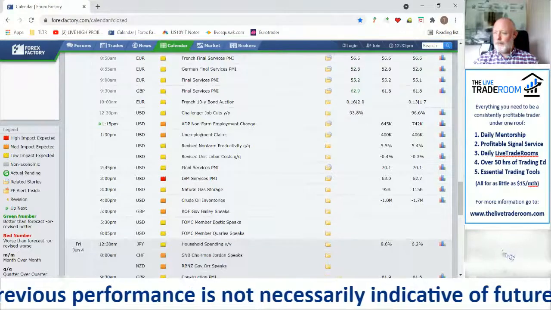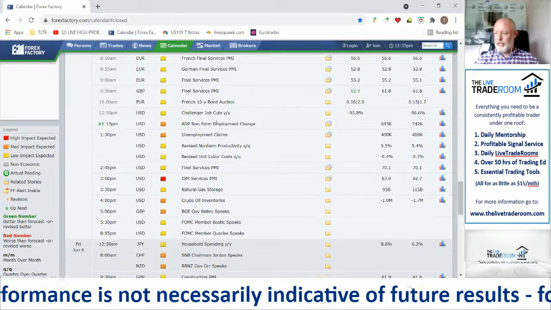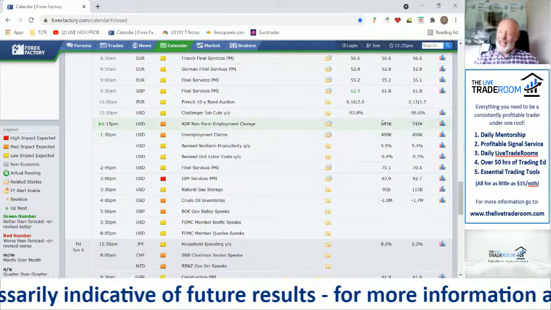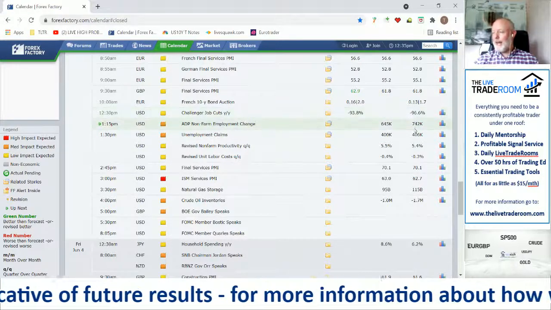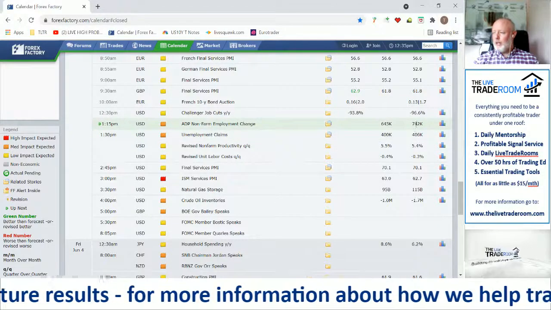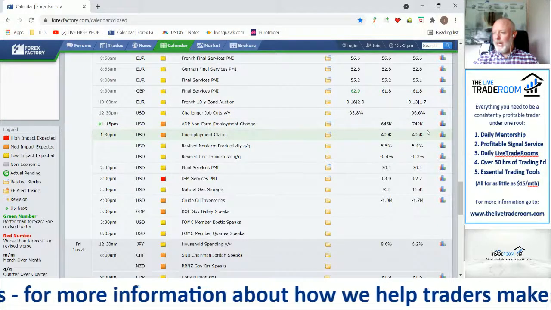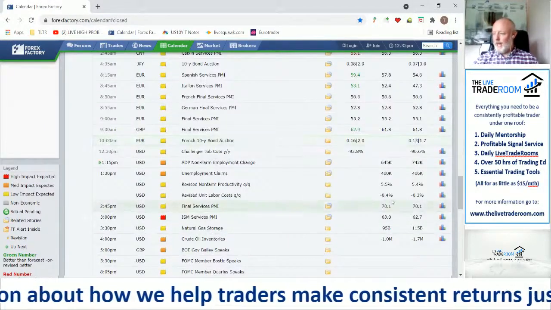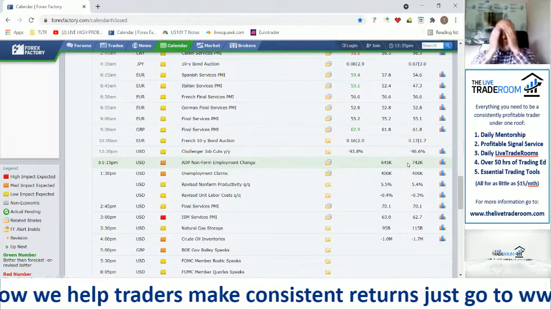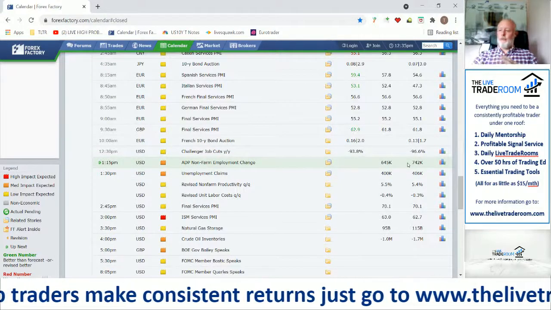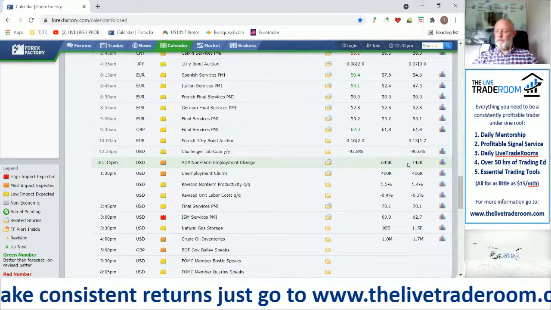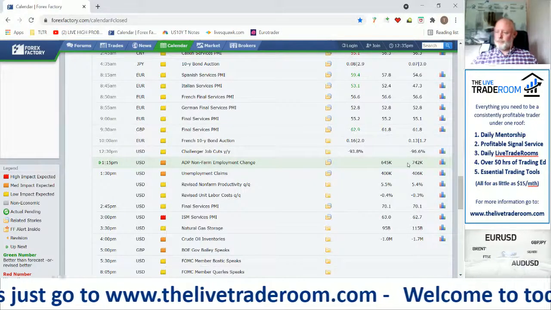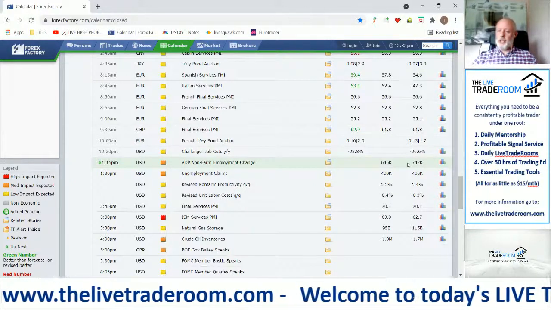But what we do have now in about half an hour is the ADP. So this is the prelude to the non-farm payroll. So this will give us a very mild indication. And I say mild because last time we had 742,000 with the ADP number, and the non-farm came in at 266, so quite a disparity between that. And what it's saying to us is that these numbers are generated by consensus across a large number of economists.